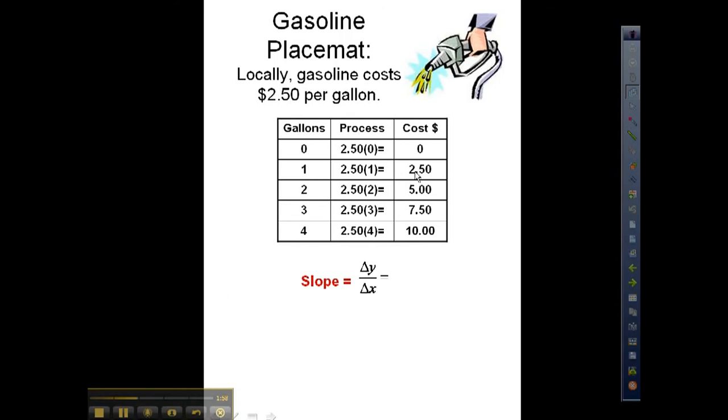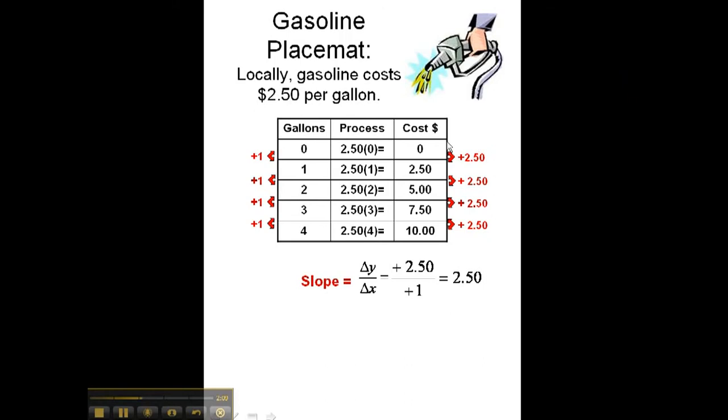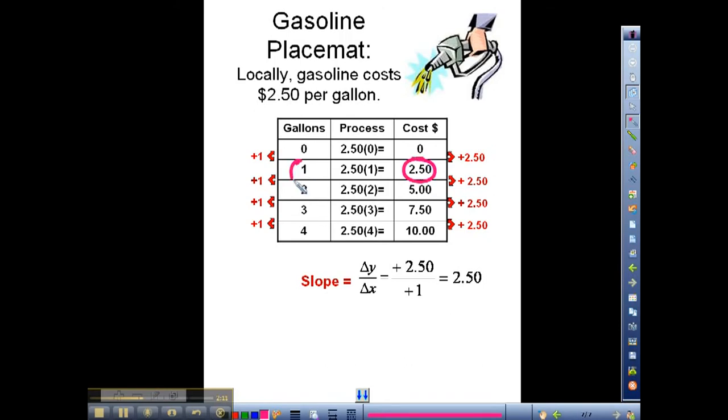What's the slope in this table? Look at the change in your y's divided by the change in your x's. Your slope is $2.50. What happens when you take this x and divide by this y? What do you get? 250.